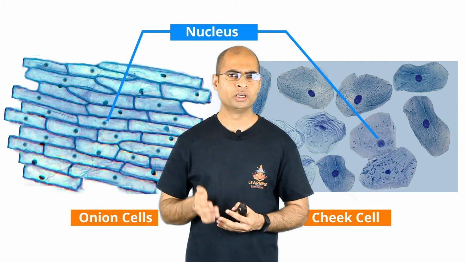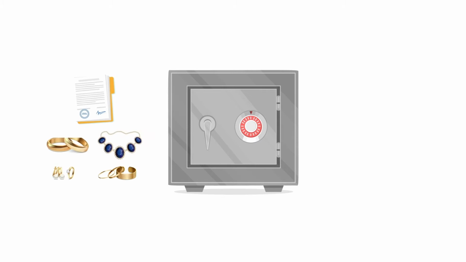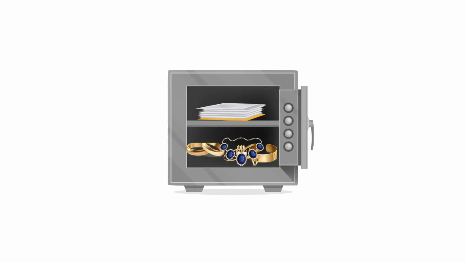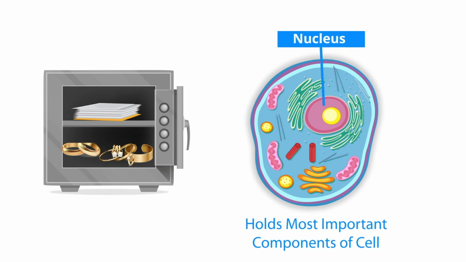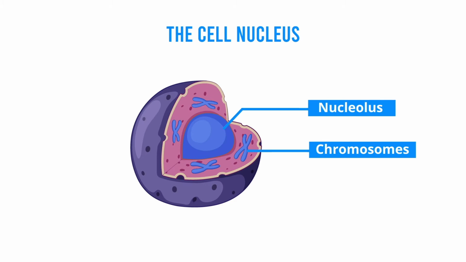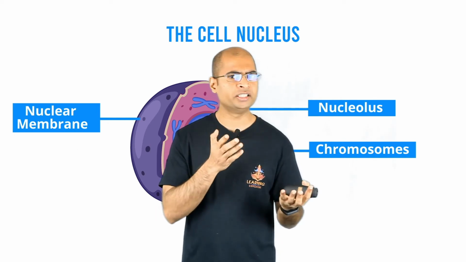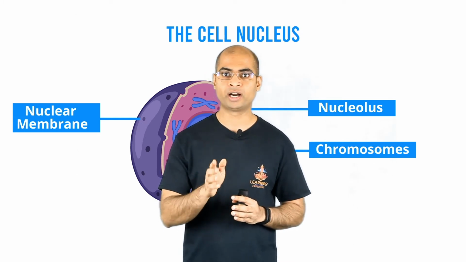Again, to understand how nucleus helps, think of this example. In most of our homes, we have some sort of a locker or almirah to keep our most valuable documents or objects, right? Now, think of nucleus in the same way. It is a special vault to hold some of the most important components of the cell, the chromosomes and the nucleolus. The nucleus also has a protective cover called the nuclear membrane, which encloses these components and provides additional protection. But why are these the most important components of all? Let's find out what they do and try to understand better.